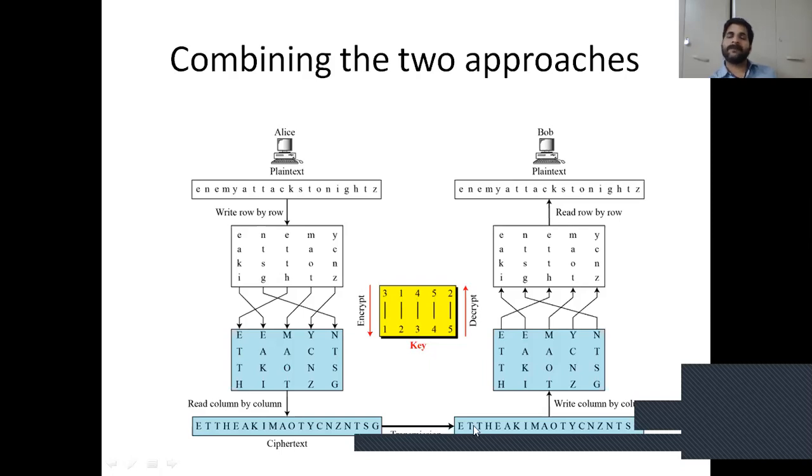After receiving the ciphertext, we write it column by column, and on this column by column arrangement we apply the decryption key. After decryption, we read the matrix row by row and find the original message.